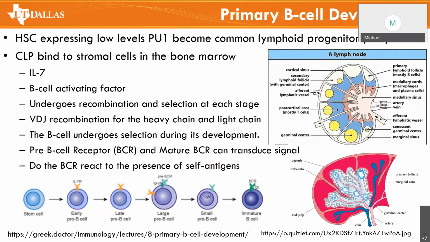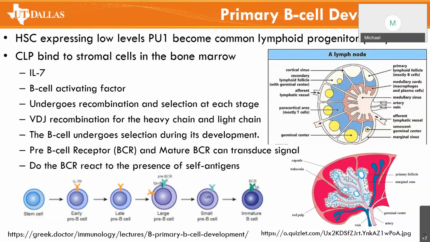These CLPs can bind to stromal cells in the bone marrow, and if they receive interleukin-7 and B cell activating factors, this will start B cell development. If this does not occur, then it becomes either a T cell or a natural killer cell. Afterwards, these B cells will undergo VDJ recombination. I'll talk about this more later on, but this is what is required for the B cell receptor to be unique from other B cells.